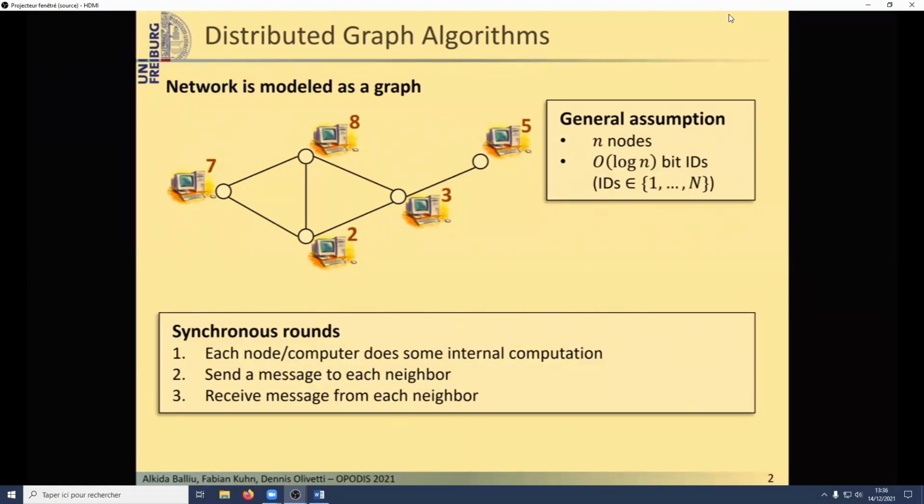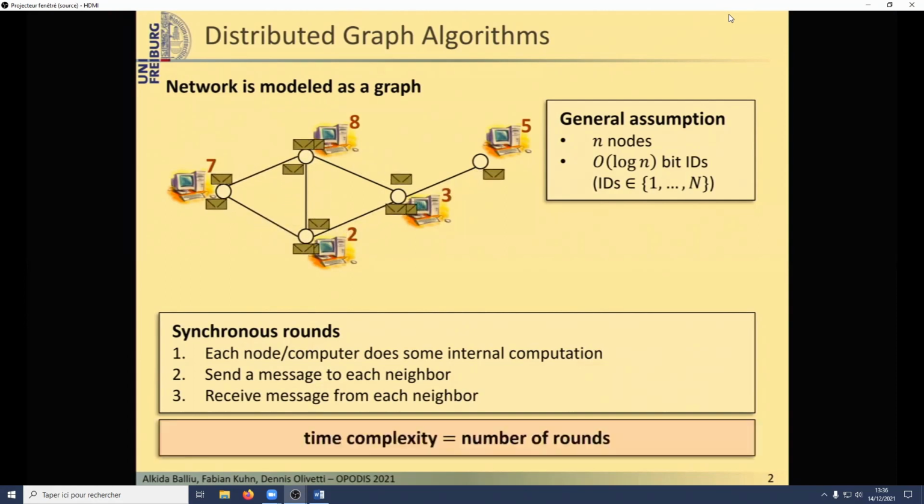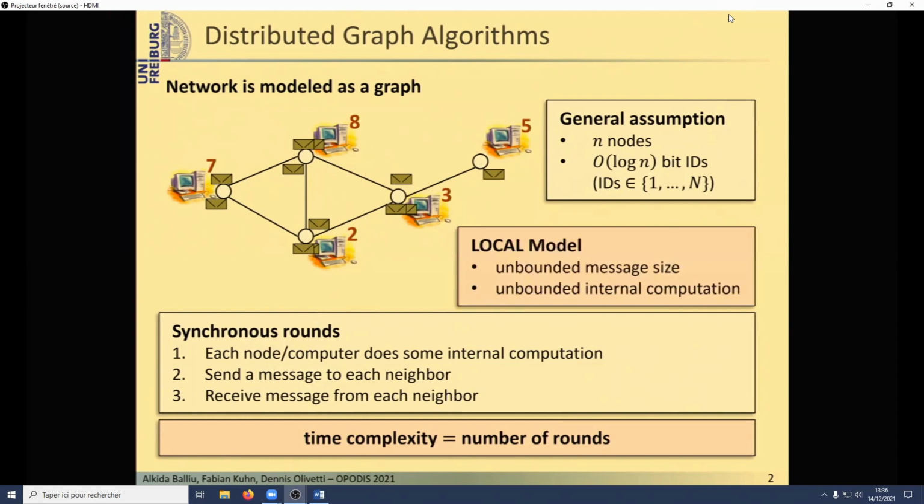I don't need to explain this any further here. In every round, every node can send a message to each of its neighbors. What we care about mostly here is time complexity, so the number of rounds. More precisely, in this talk I talk about what's known as the LOCAL model, which basically means synchronous message passing and no further assumptions, so no bounds on message size, internal computation, or anything, and we'll also really exploit these assumptions.